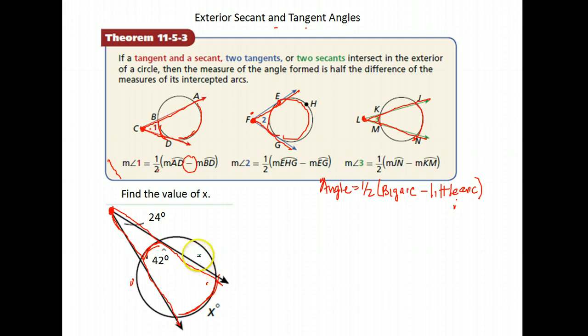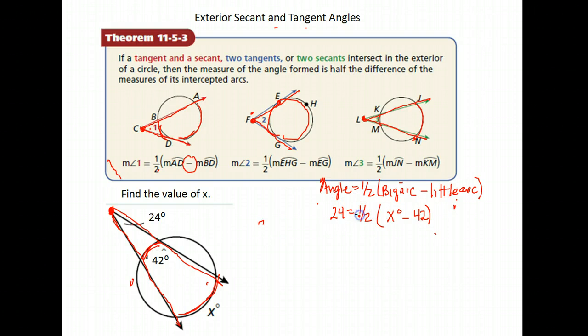We need to set up an equation to solve for x. Well, we know that this is our equation: angle is 1/2 of the big arc minus the little arc. Fill in the information. What's the angle? The angle is 24 degrees. That's equal to 1/2 of the bigger arc, the one that covers more ground, is x, and the smaller one is 42. So we just fill in our information, and now we want to solve for x.